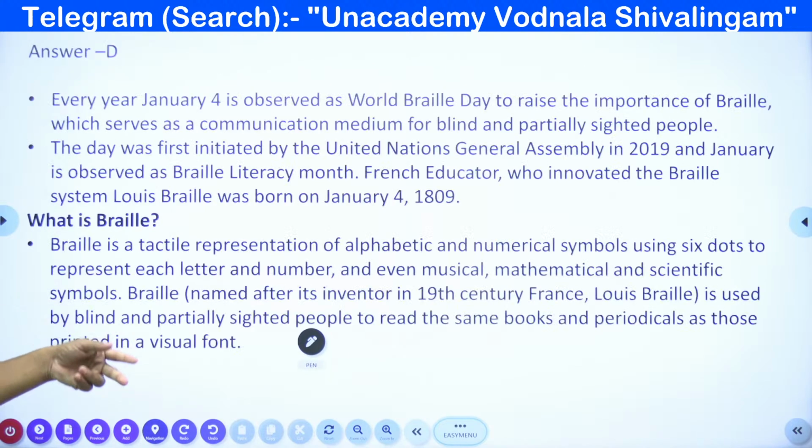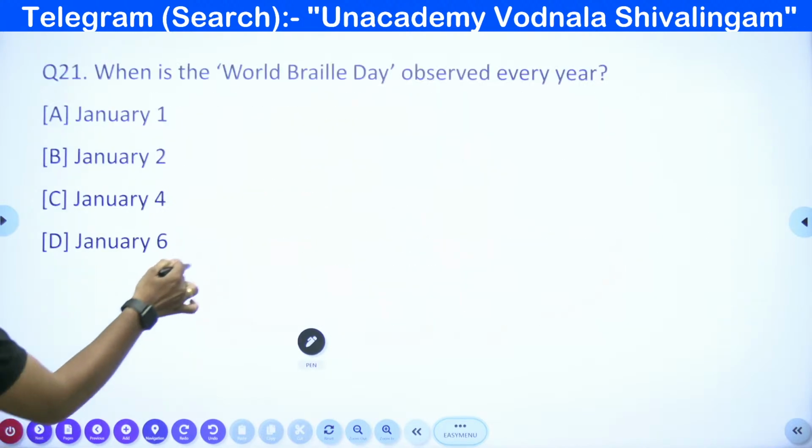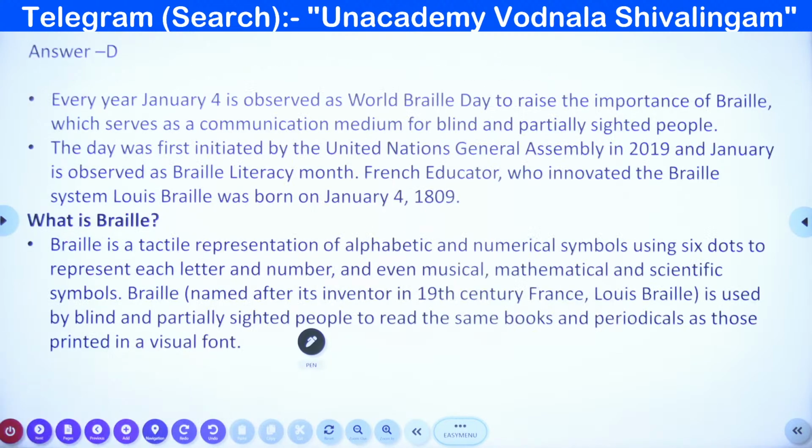So, World Braille Day is observed on January 6th. 6th January. 4th January or 6th January? Wait. I think C, not.